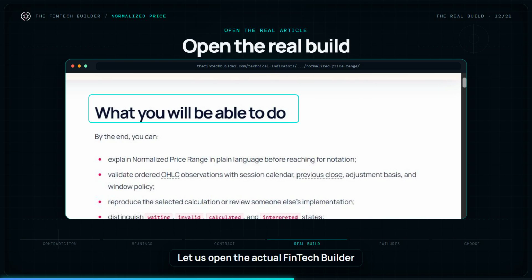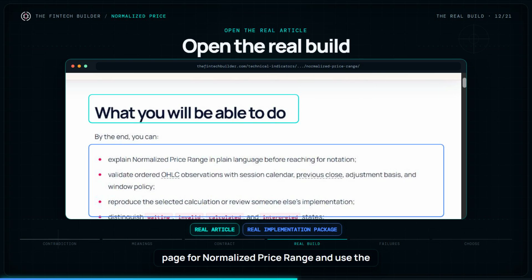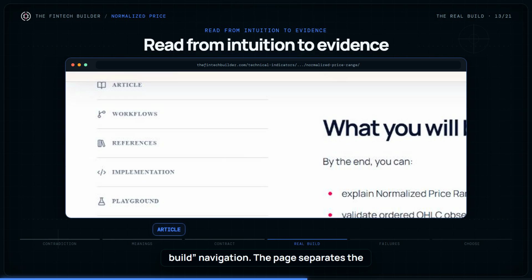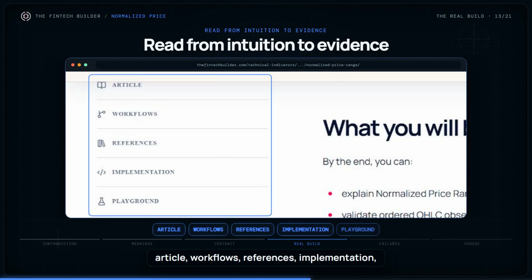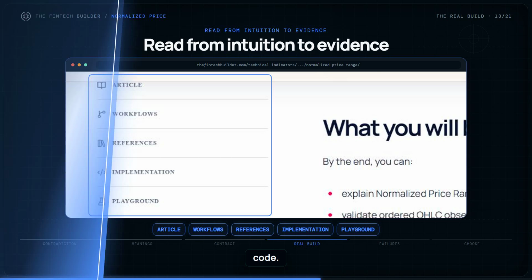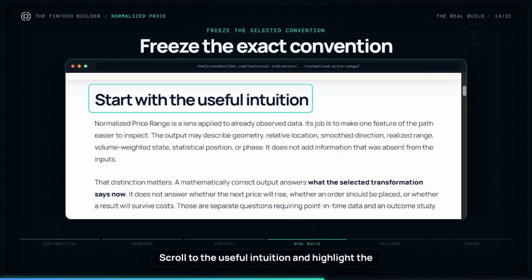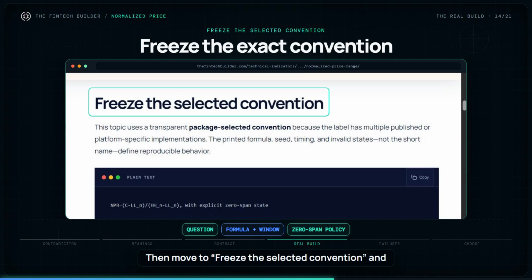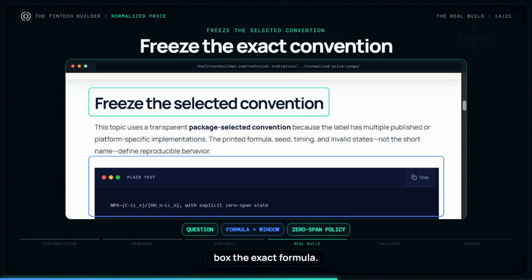Let us open the actual FinTech builder page for normalized price range and use the site as the map, not as a static advertisement. Start at the title and the inside this build navigation. The page separates the article, workflows, references, implementation, and playground, so the viewer can move from intuition to evidence and then to executable code. Scroll to the useful intuition and highlight the practical question. Where does close sit inside the recent high-low span on a 0 to 1 scale? Then move to freeze the selected convention and box the exact formula. This is the moment the name becomes reproducible.